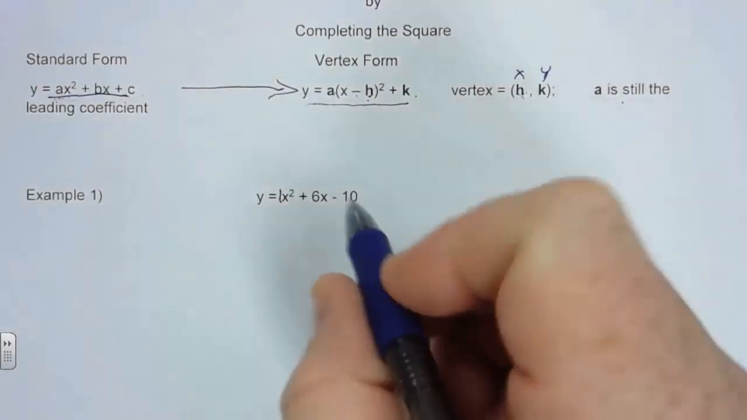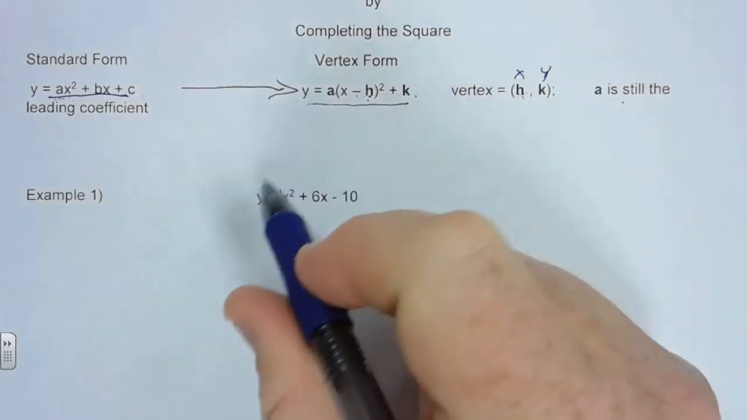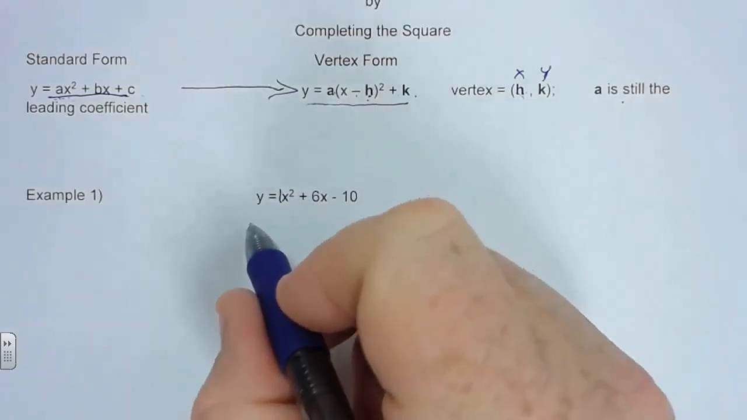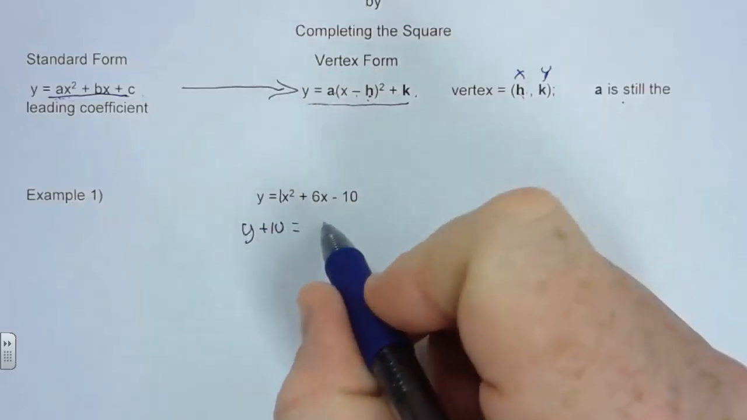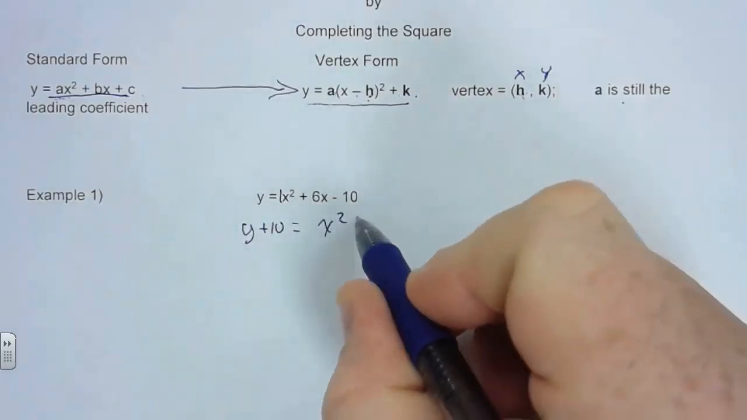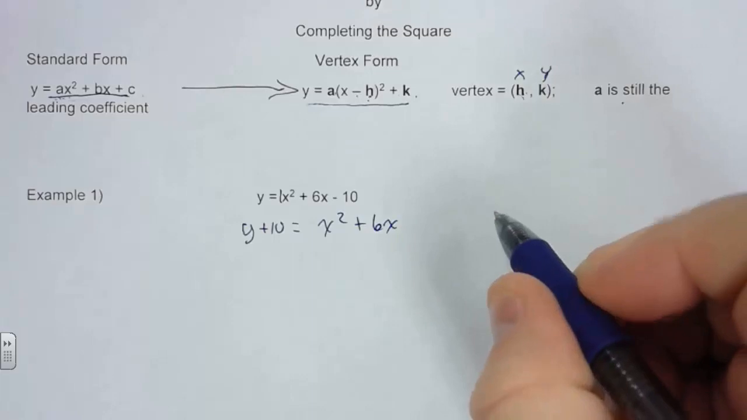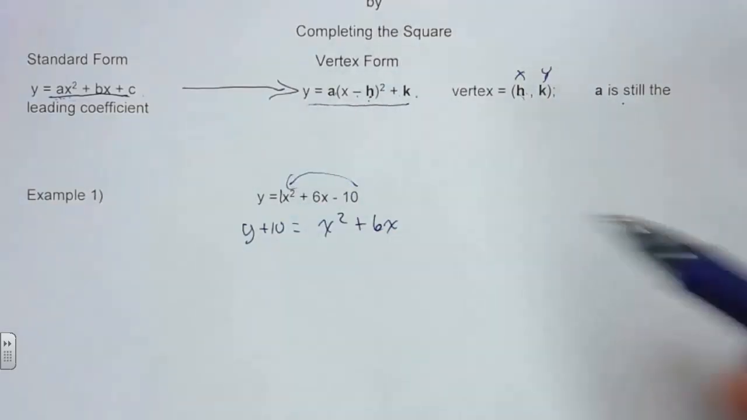Okay, so the first step is to take this constant value and move it to the other side. So we're going to add 10 to both sides. Y plus 10 equals x squared plus 6x. So all I did was move the 10 over.